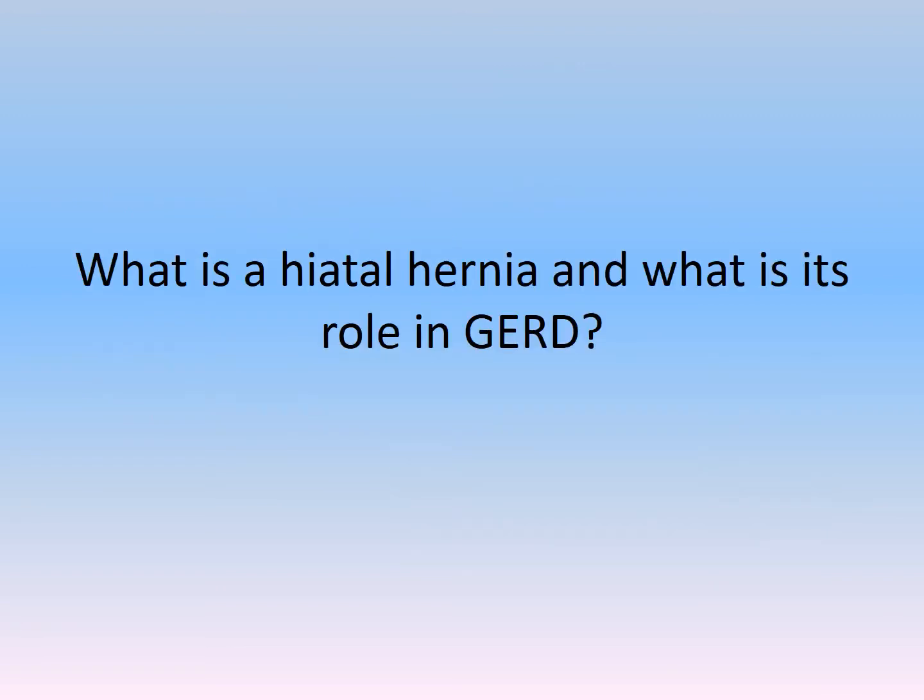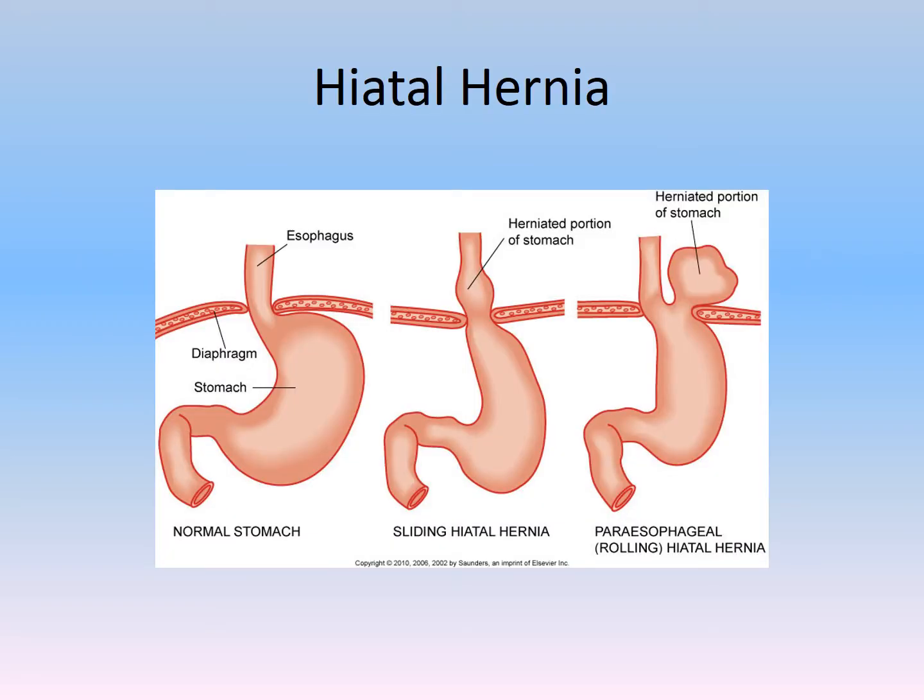Go back to this. What is a hiatal hernia and what is its role in GERD? Well, hiatal hernia is actually protrusion of the stomach through the esophageal hiatus, which is the opening of the diaphragm into the chest. And you can have a sliding hernia, which is the most common, and that occurs when the esophagogastric junction and a portion of the fundus of the stomach slide upward through the esophageal hiatus into the thorax. Or a rolling hernia where the fundus rolls into the thorax beside the esophagus.